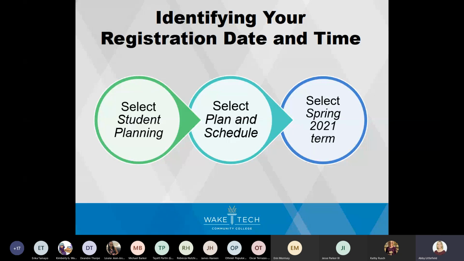Now, we have just learned, this is hot off the presses, right before this presentation, we learned that because the spring schedule does not get released until October 22nd, you're not going to be able to see your registration date and time until that date. So what we're doing today by adding that term is going to allow you to, you've just done one step now that you don't have to do later, so that when October 22nd comes and you log back into your plan and schedule tool, that you'll be able to see your specific registration date and time.